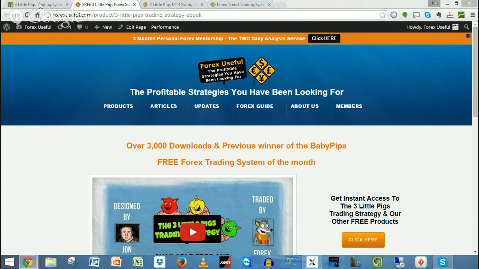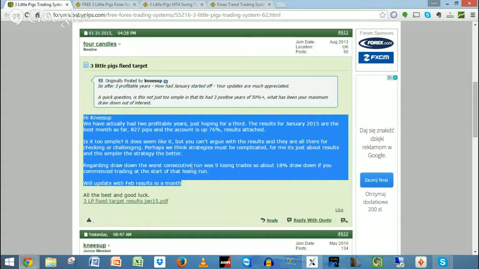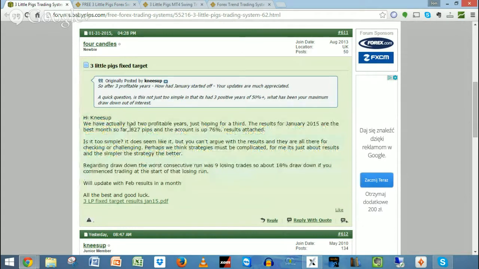First off, I just want to mention to you all, there's a guy over here on Baby Pips trading the Three Little Pigs trading strategy. He's done the one-on-one course with me. He decided that rather than use the traditional approach of mine, which is trailing the stop, he would go for a fixed stop and fixed target. He's had 2 profitable years, and this past month of January he had his best month ever, which is 827 pips. I think it's based on 2% risk per trade, and he's up 76% for the month of January.